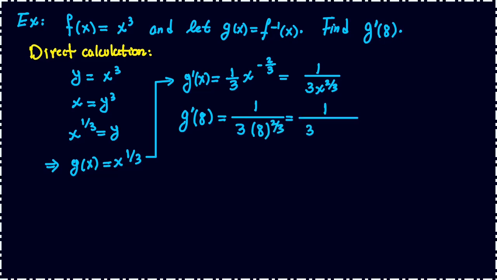We can begin by taking the cube root of 8. What we have here is basically the cube root of 8 squared. And that is equal to 1 over 3 times cube root of 8 is 2. Square that, you get 4. So in the denominator, we have 12. 1 over 12 is the derivative of the inverse at 8.